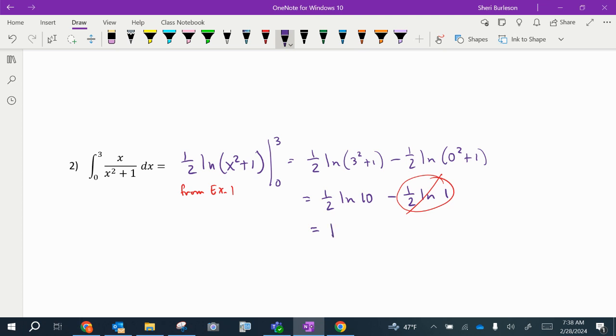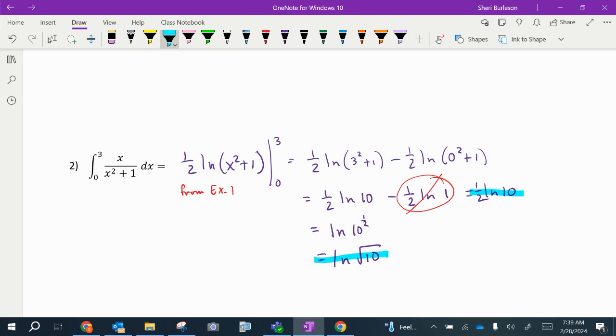use properties of logs to bring the 1/2 back up, which means I get the natural log of the square root of 10. I should write this simplified. So you can either, I don't have a problem with you leaving your answer like that.